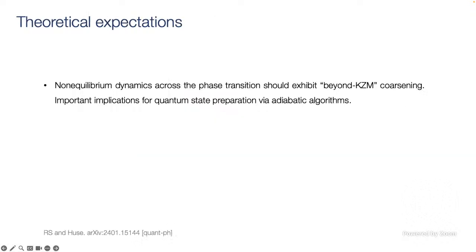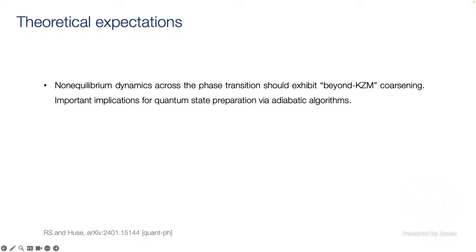Okay. So in the last 15 minutes or so of my talk, I'll tell you about some experiments. I'll address the question of energy conservation. But before I go on to the experiments, let me briefly summarize what our theoretical expectations are. So far, I've shown you that in the non-equilibrium dynamics across the phase transition, you should expect some coarsening physics, which is far beyond this Kibble-Zurek description. And this can be very important when you're trying to do quantum state preparation via adiabatic algorithms.